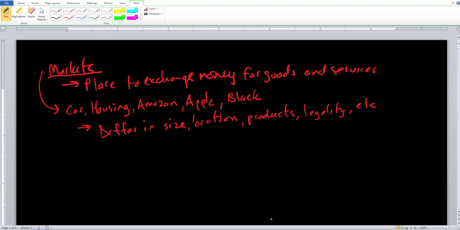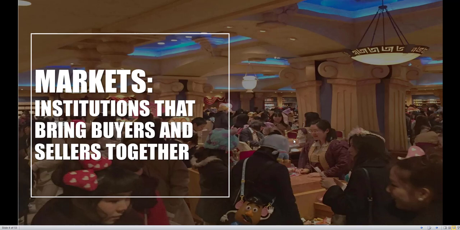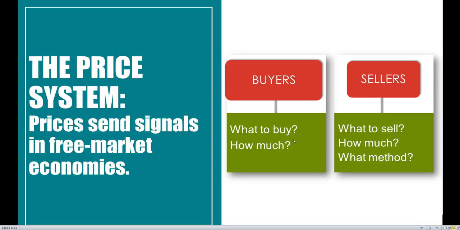In terms of markets themselves, the most important piece of information that they provide to us is going to be the price. So the price is probably the most important variable that we're going to see within this supply and demand model. And prices do send signals in free market economies for both buyers and sellers. For buyers, it tells them what should they buy, how much should they buy, are they getting a good deal on purchasing this item. On sellers, on the other hand, it allows them to say, hey, what good should I sell? How much of this good should I sell? Through which method should I sell? So prices are going to be the most important variable because they send signals to both of the entities that we see in the market, both buyers and sellers.